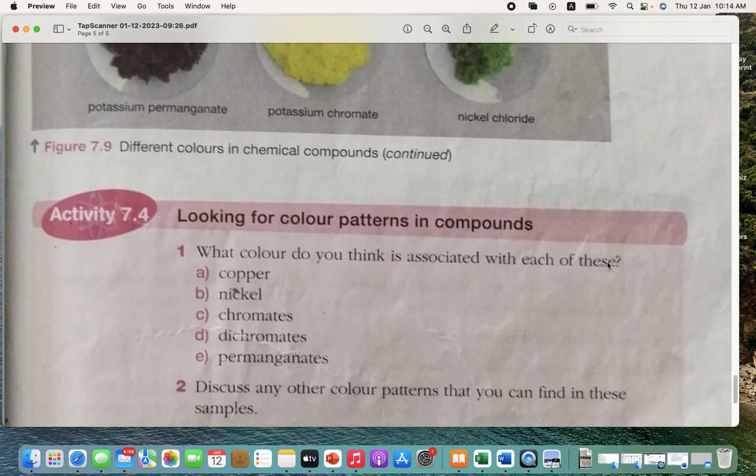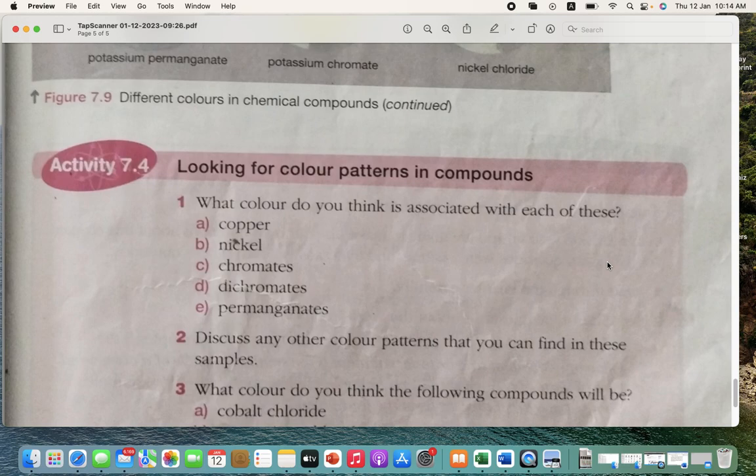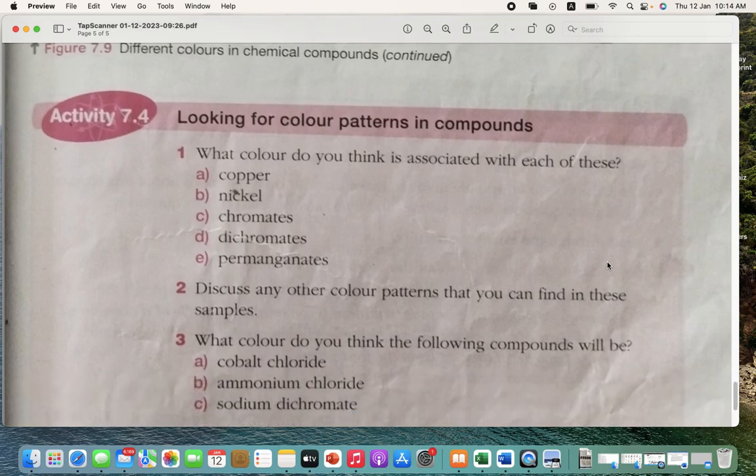So let's just say, what color do you think is associated with each of these? The copper, what color is copper again? Copper is blue, light blue, right? Okay, what of nickel? Nickel is... you don't know? So you're going to find out what color nickel is. And then what color is chromate, dichromate, permanganate, and all of this? Is that okay? When you carry out the test.